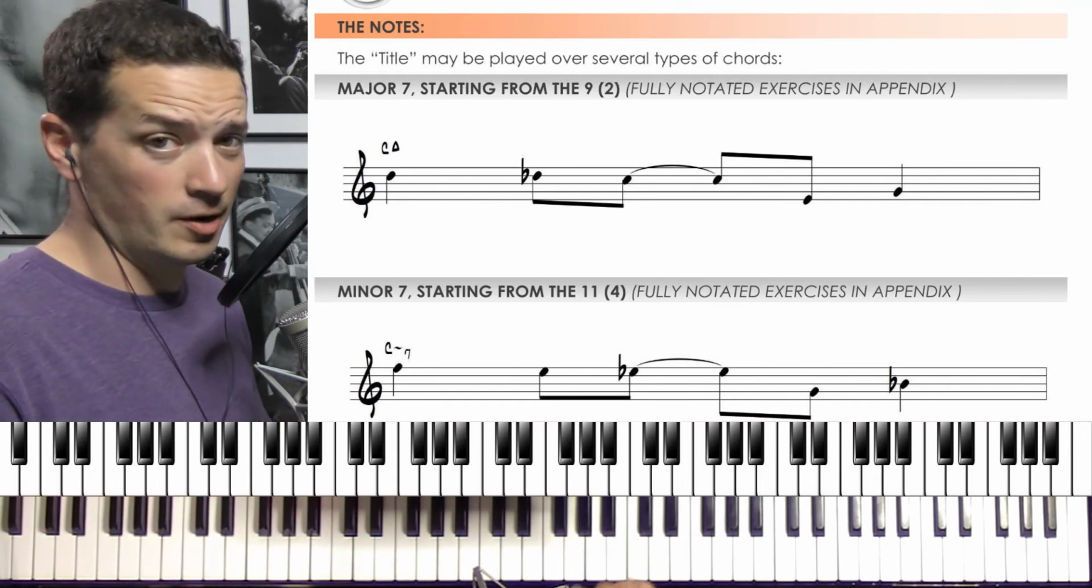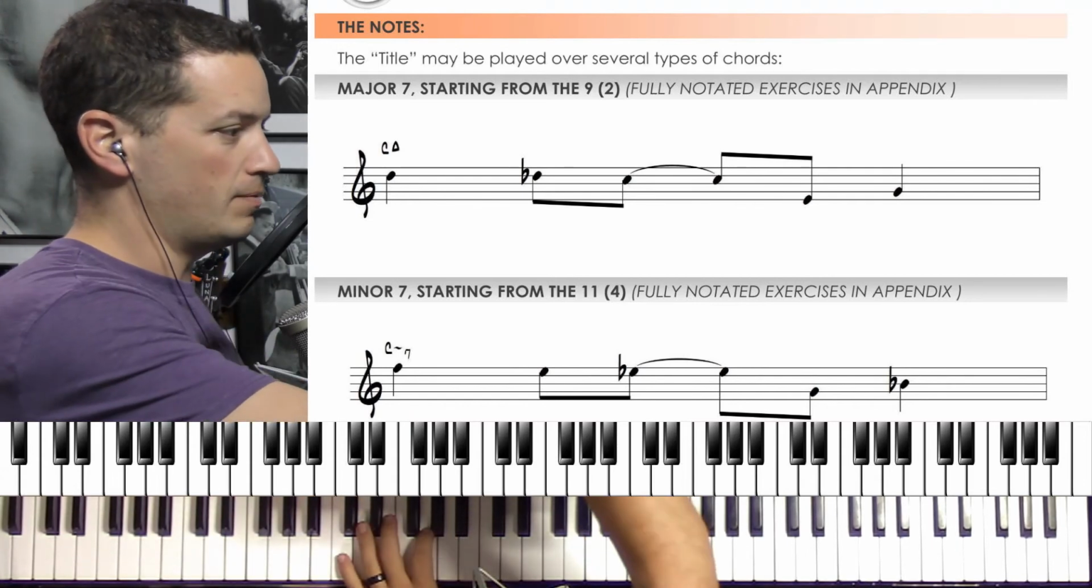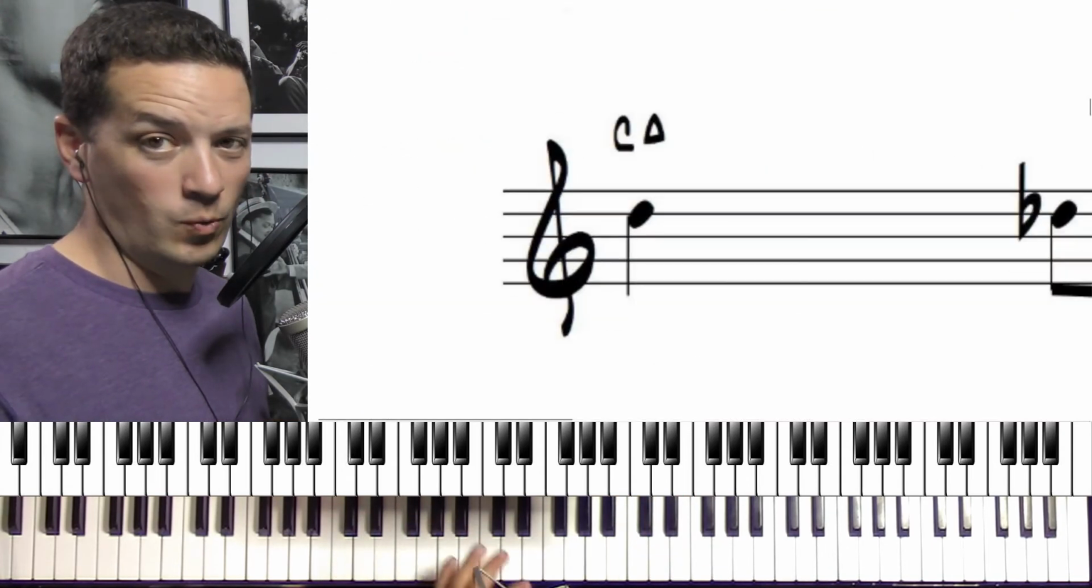So let's just talk about what a C major 7 chord is, because that's kind of where we're going to start this thing.